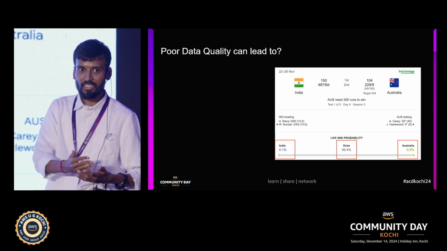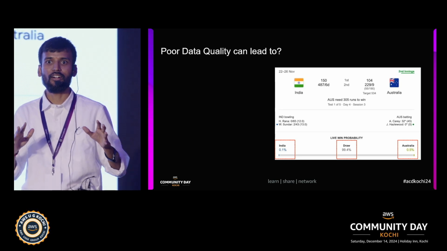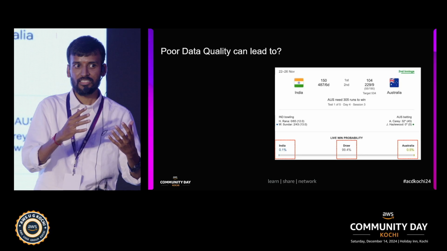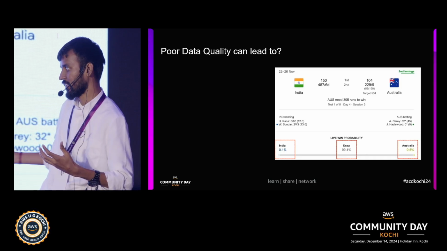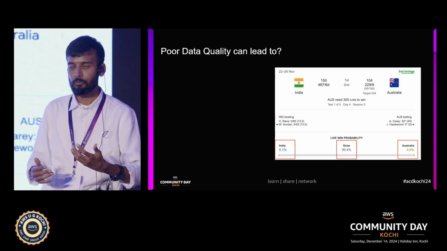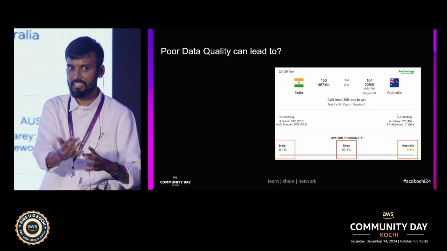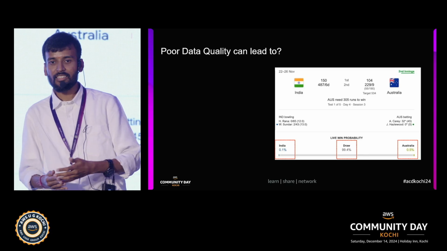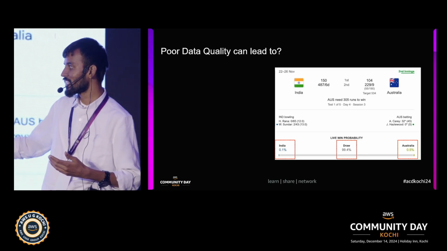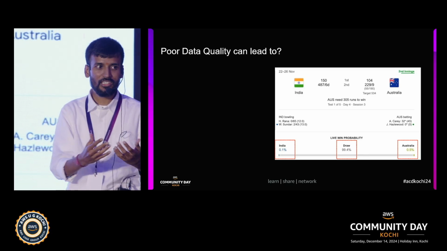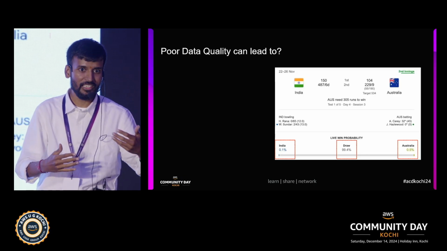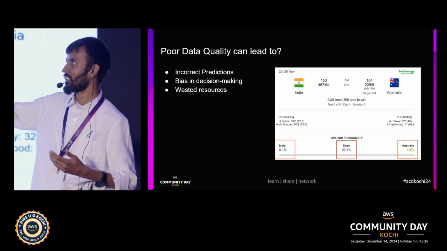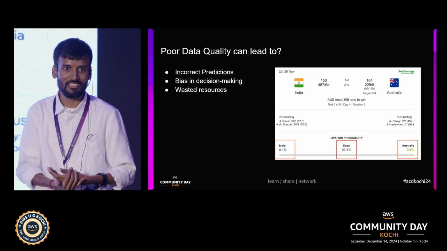Assuming that we don't know anything about cricket, if someone comes and asks us to take a decision based on this information, even you would say either it will draw or Australia will win this match. So that is bias in decision making. And the next thing is, this would definitely have been trained on huge data, with a huge instance running in the back end. So this is wasted resources. This is how poor data quality can lead to such decisions.